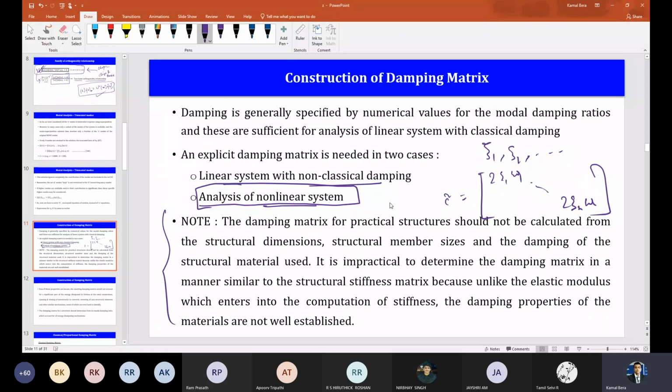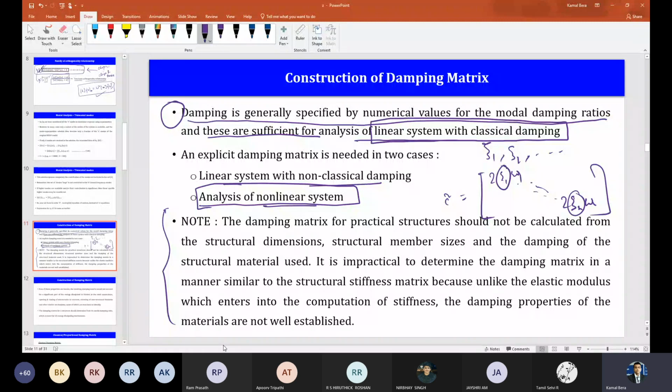So whatever I just told, it is written here. We should not construct the damping matrix, or it is not a practical procedure to construct the damping matrix like we do for the stiffness matrix or stiffness coefficient. Okay. Just read this part, understand. And also read this one. So damping is generally specified by numerical values of the modal damping ratio, that is zeta 1, zeta 2, zeta 3, like that. And these are sufficient for analysis of linear system with classical damping.